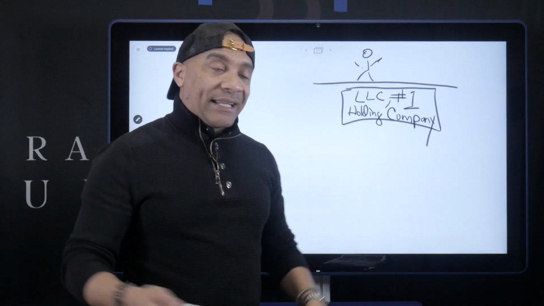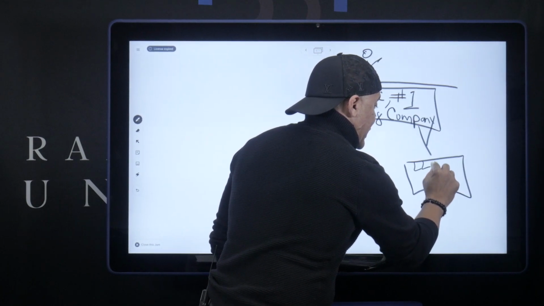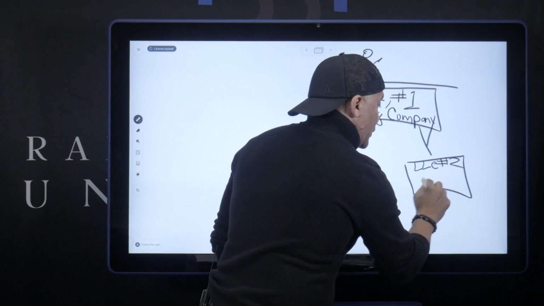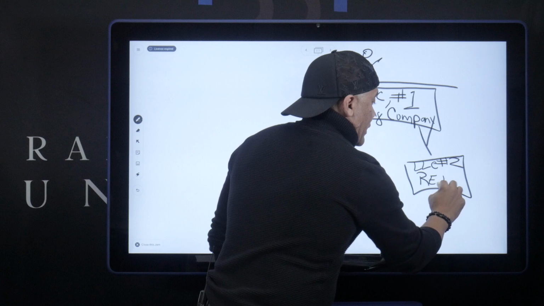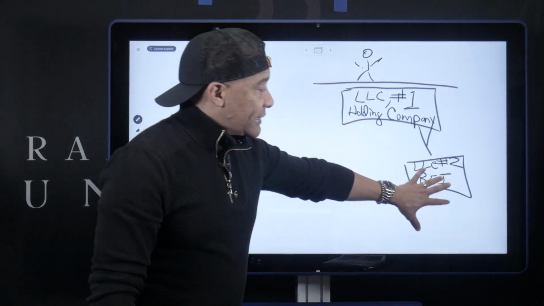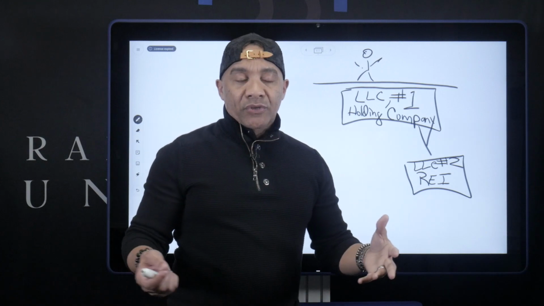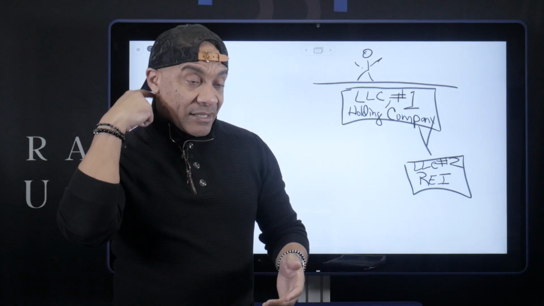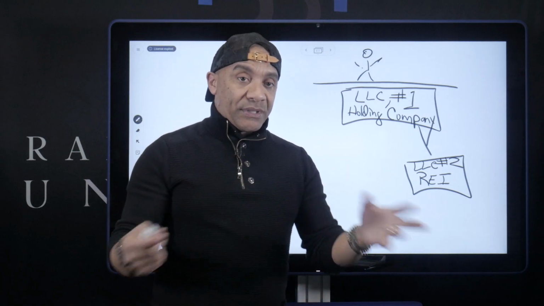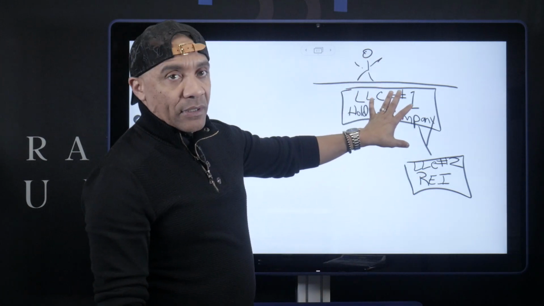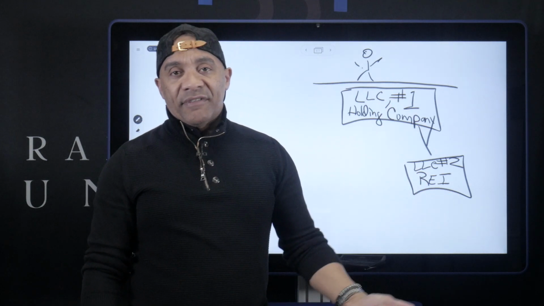Once you have that set up, it's easy to create LLC number two, which is your real estate investment company. And here, this company will be owned by that company. That would be the best way to structure it. And again, everybody has their own opinions. But if I were speaking with you and you were just getting started, I would say set up your LLC number one as your holding company, and then LLC number two would be your real estate investment company.